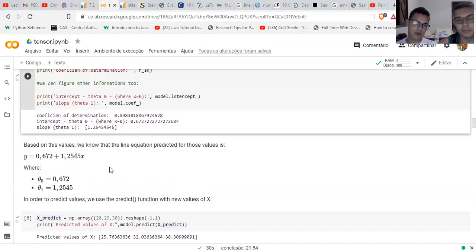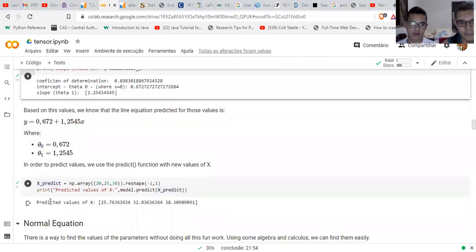Yes. And then we can try to predict new values for x. For example, we tried here 20, 25, and 30. And those are the predicted values. So if you work in a company for 20 years, your salary will be increased 25 times. Yeah, almost 26. Yes. And it's a good number. Yeah, it's a good prediction.